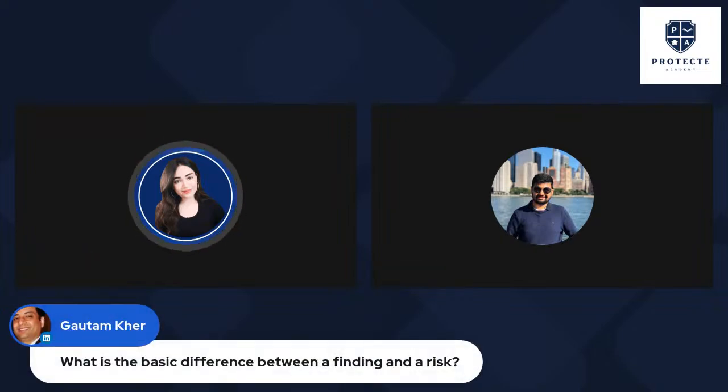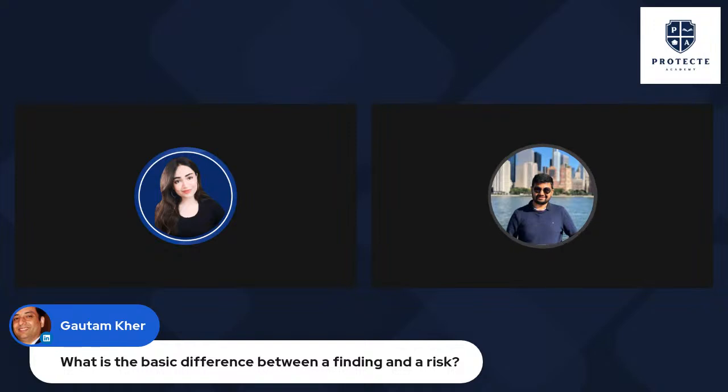So first question is by Gotham. Can you see the question on the screen? Yes, I can see that question. What is the basic difference between a finding and a risk? See, a finding is also known as an issue. And I'll tell you from what we were talking about right now.